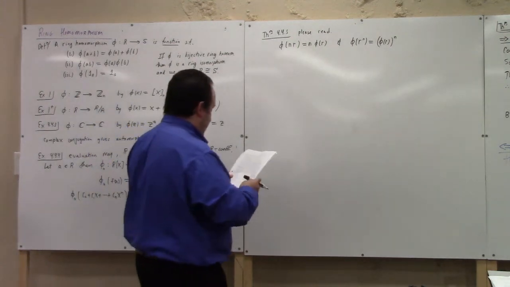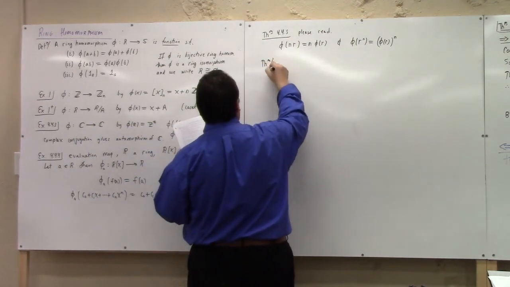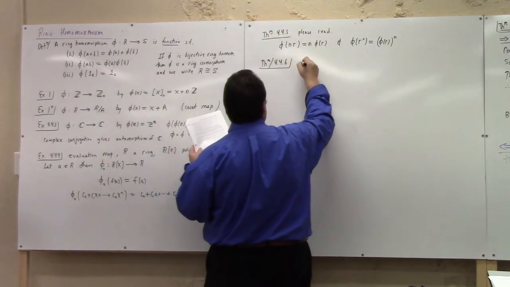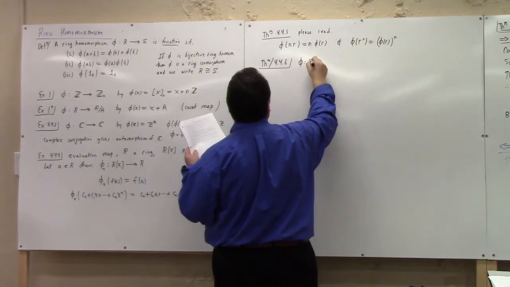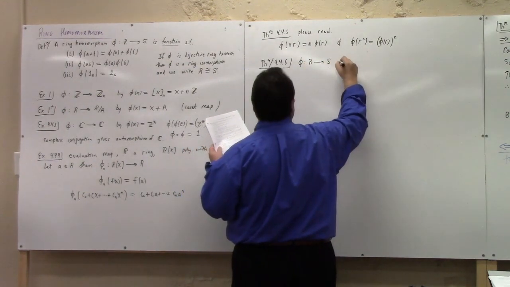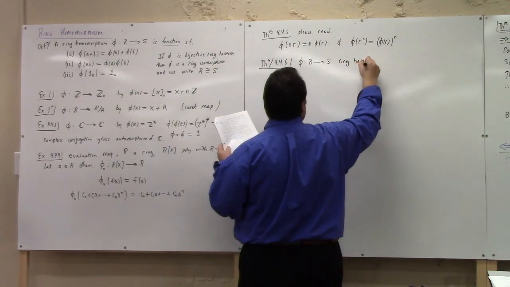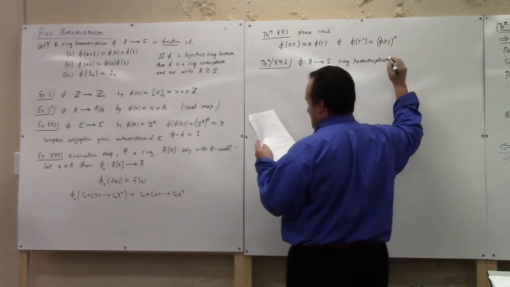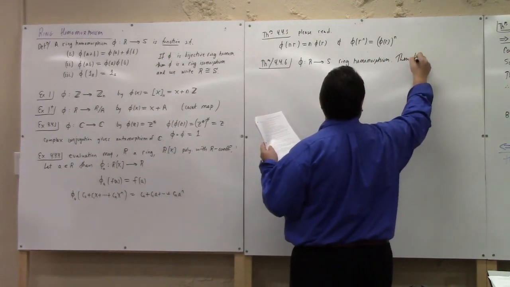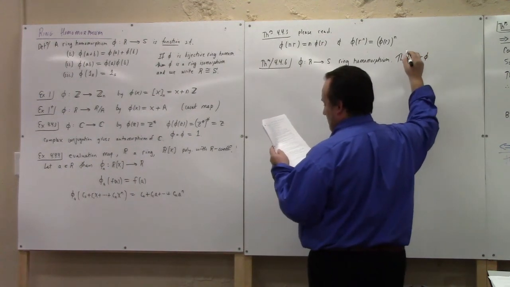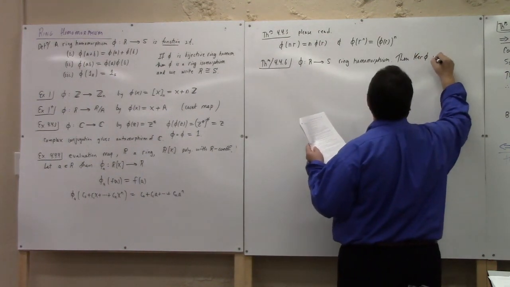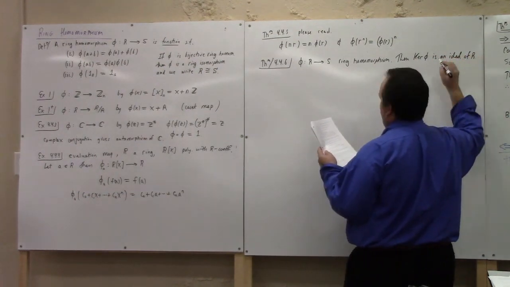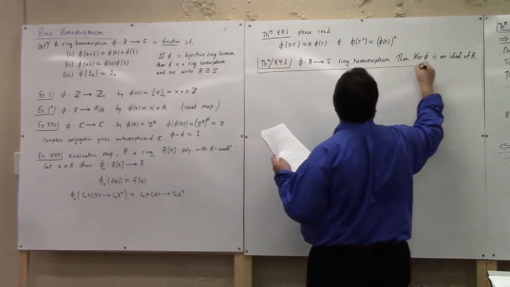Let's actually prove something here. Theorem 4.46. Here we have phi from R to S a ring homomorphism. Then the kernel of phi is an ideal. Now, let me remind you what kernel phi is.